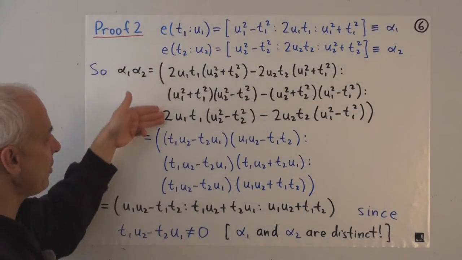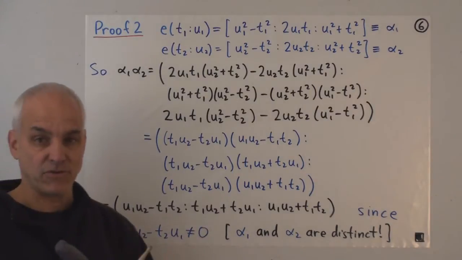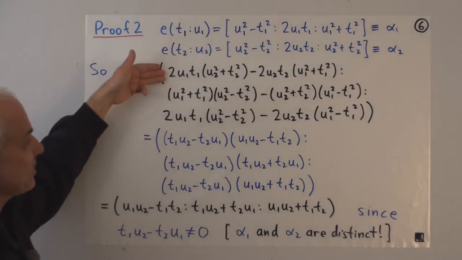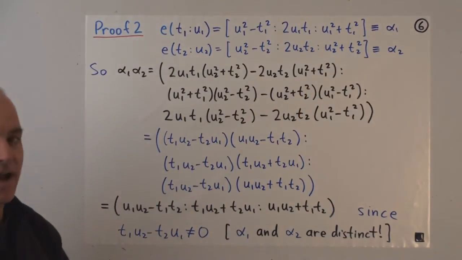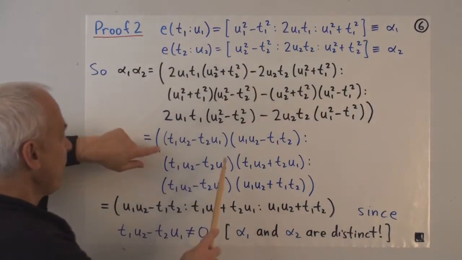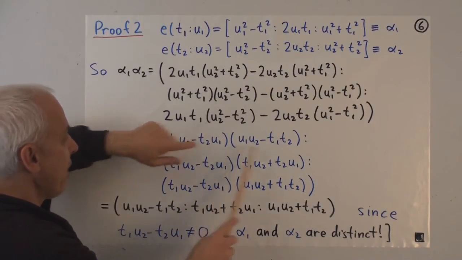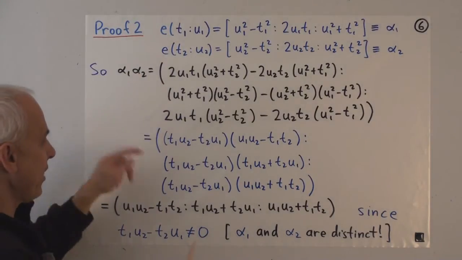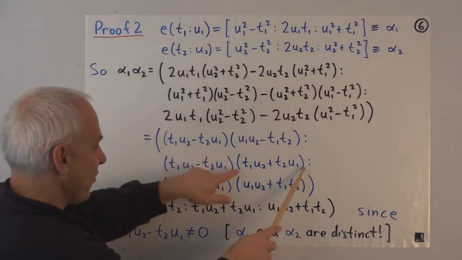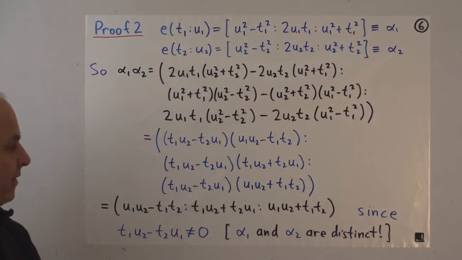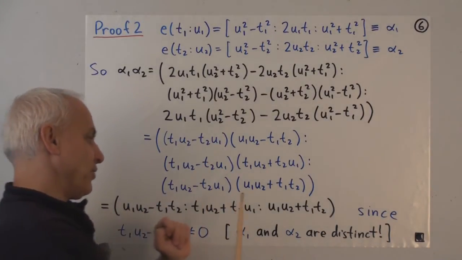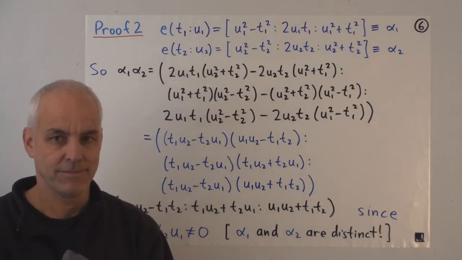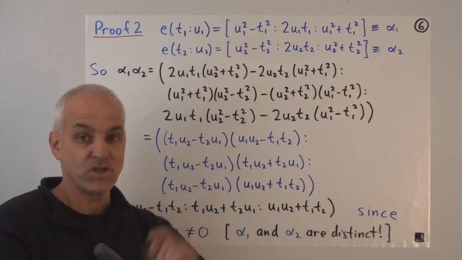So if you expand all these 3 out, you'll see there's a common factor of 2. After we divide by that common factor of 2, we notice that each one of them actually factors. The first one as t1 u2 minus t2 u1 times u1 u2 minus t1 t2. The second one as t1 u2 minus t2 u1 times t1 u2 plus t2 u1. And the third, t1 u2 minus t2 u1 times u1 u2 plus t1 t2. So please check that.